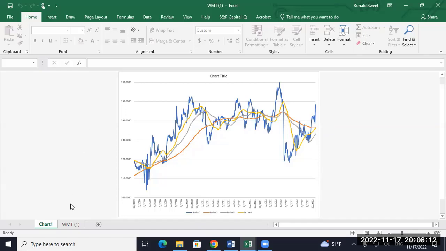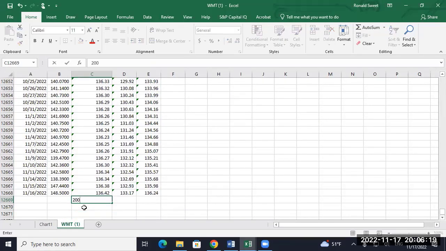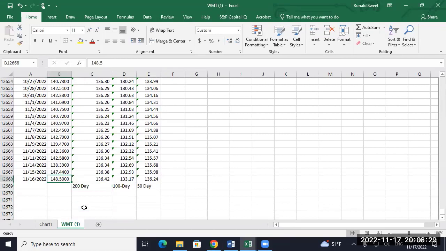So what is this telling you? So we look at the numbers themselves. There's the 200-day, 100, 50-day. The current price is 148. It's greater than all three of them, so that's good. So they've got strong momentum. However, the 50-day is lower than the 200-day, and the 100-day is lower than both of them.